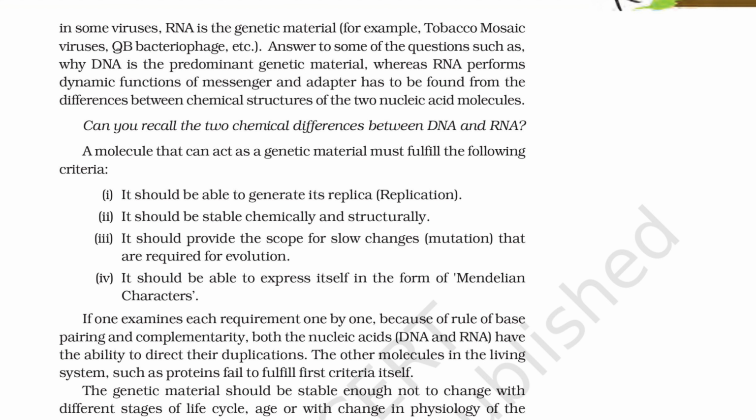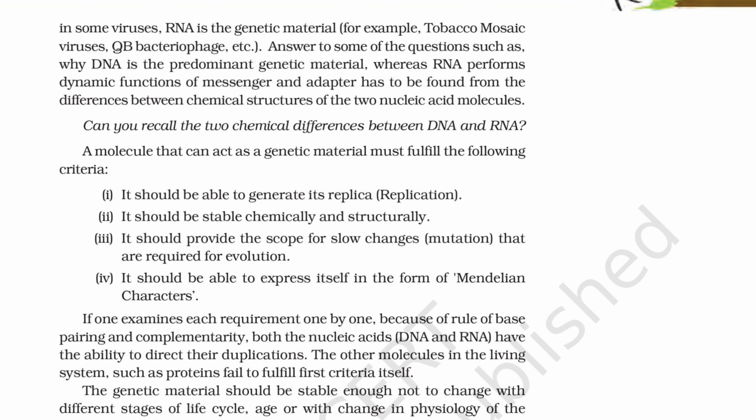A molecule that can act as a genetic material must fulfill the following criteria. 1. It should be able to generate its replica, replication. 2. It should be stable chemically and structurally. 3. It should provide the scope for slow changes, mutation, that are required for evolution. 4. It should be able to express itself in the form of Mendelian characters.